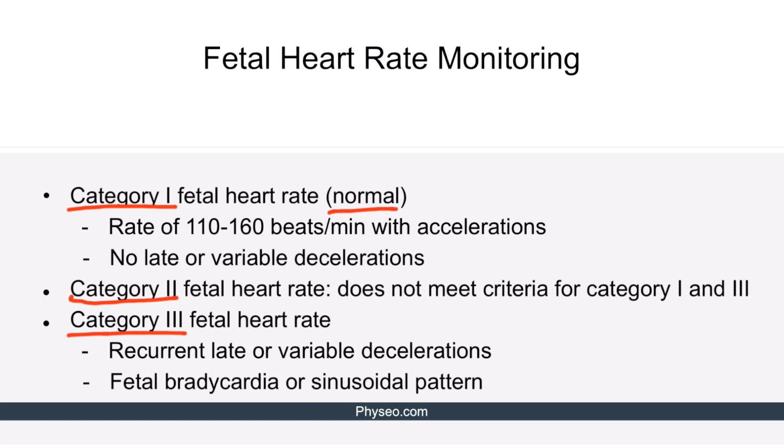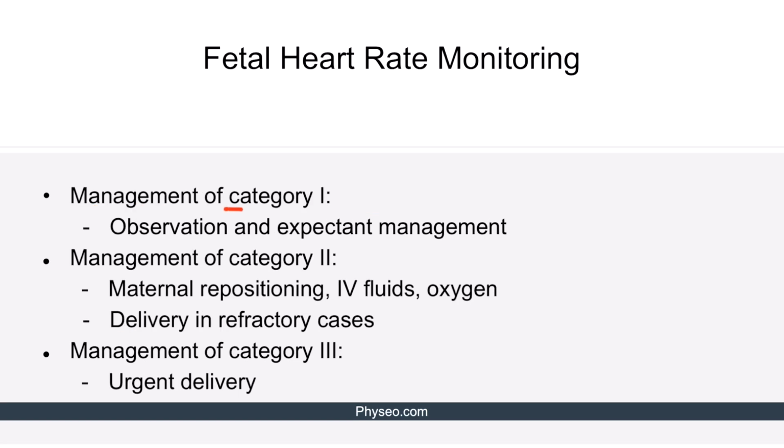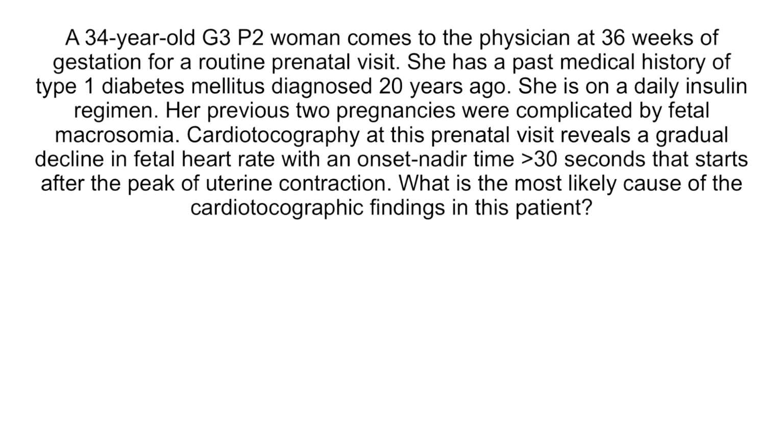And finally, Category 3 fetal heart rate is characterized by recurrent late or variable decelerations, fetal bradycardia, or a sinusoidal pattern. Category 1 fetal heart rate tracing needs just observation and expectant management, as this tracing once again is normal. Category 2 is first managed by maternal repositioning, IV fluids, and oxygen. Refractory cases may require expedited delivery. And finally, Category 3 usually needs urgent delivery in addition to all of the conservative measures, such as repositioning, IV fluids, and oxygen.